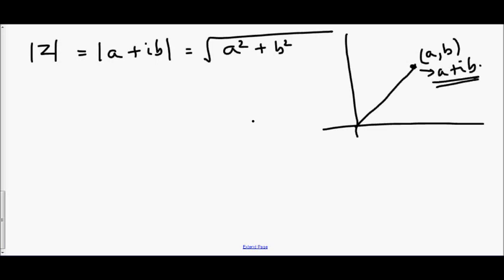Okay, the point (a, b) is actually a plus ib. So you can see that the modulus of z, this is z, sorry, not bar, the modulus of z is the square root of a squared plus b squared, where this is a and this is b. That is the length of this vector.